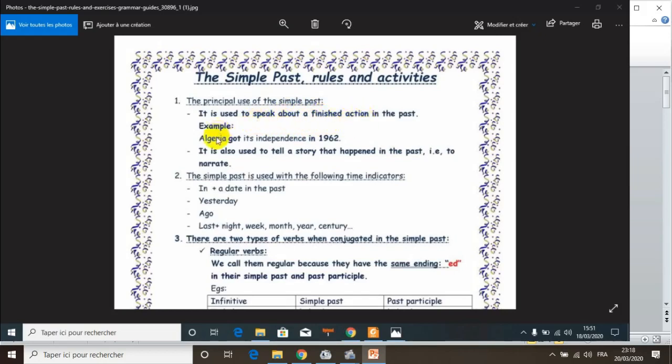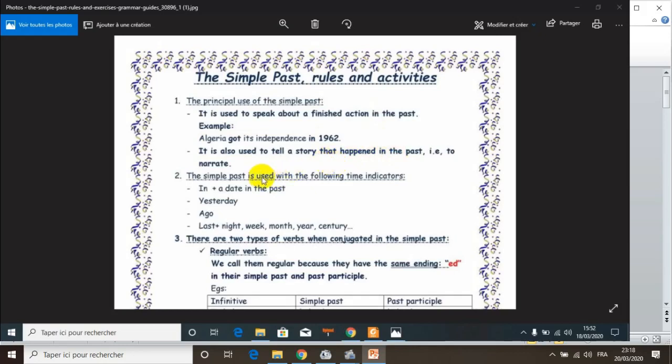Example: Algeria got, the verb is in the past, its independence in 1962. If we speak about Morocco, when did Morocco get its independence? Morocco got its independence in 1956. Right? So a finished action in the past. It is also used to tell a story that happened in the past, to narrate.